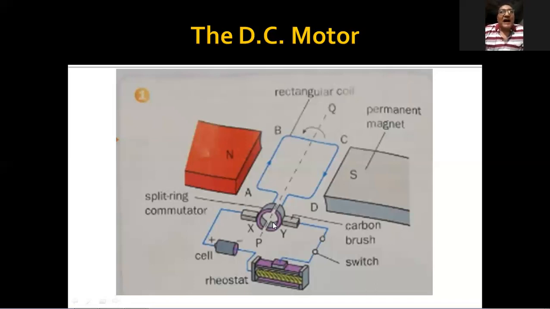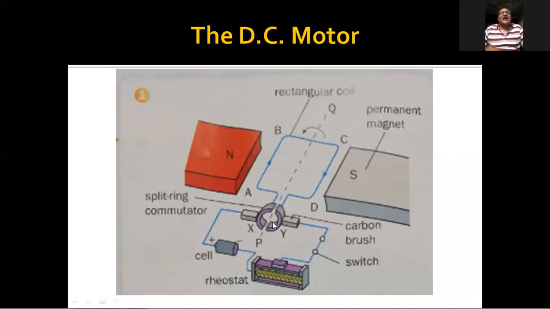When it passes the vertical position, the current in the CD will start flowing from D to C and the direction of the force will become downward. In this position, in the AB side, the current is flowing from A to B and the direction of the force is downward. So when this coil becomes vertical, the direction of the current will reverse and it will start flowing from B to A. And the direction of the force acting on the AB side will then be upward.